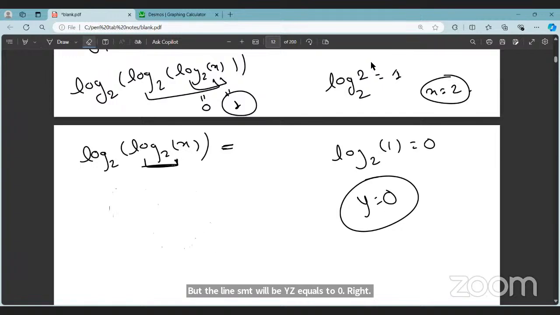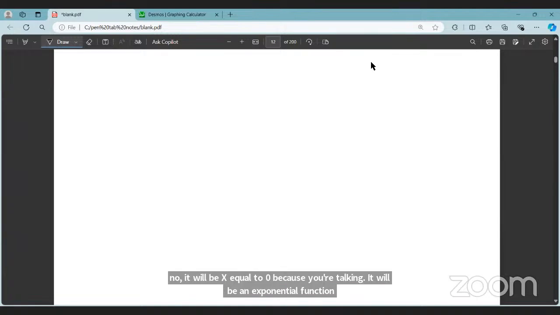Ma'am, I'm really getting confused. Can you just please explain it once again? See what happened. No, it will be x equal to 0, because you're talking about an exponential function, where y would equal 10 to 0. Right. So you're confusing between exponential and logarithm.